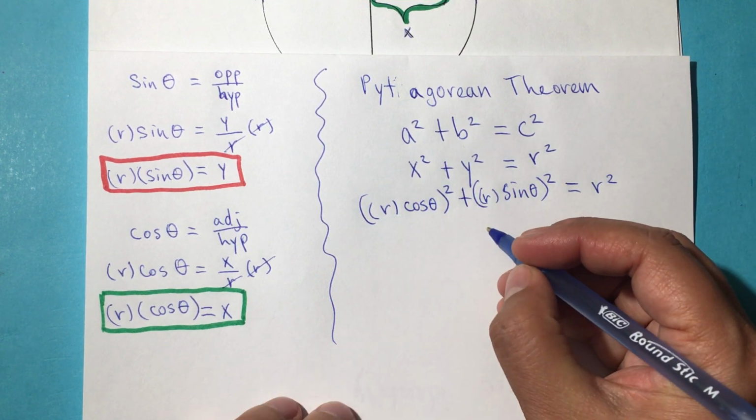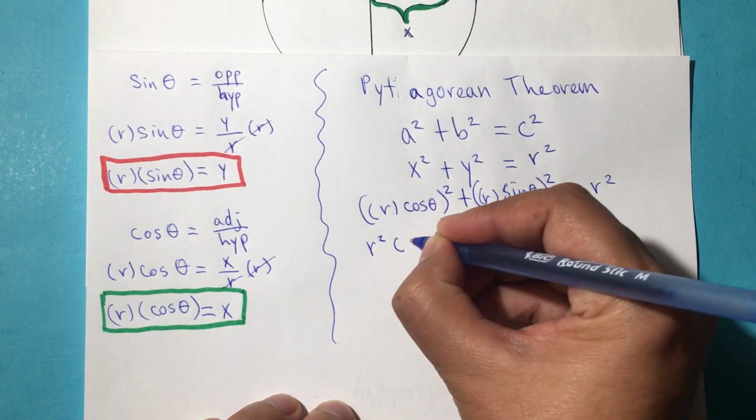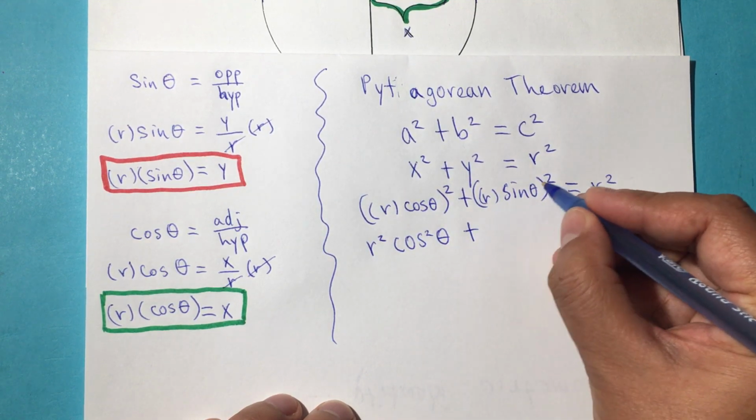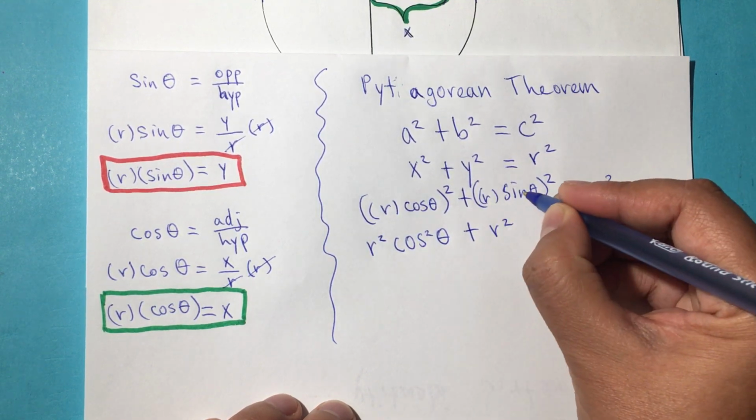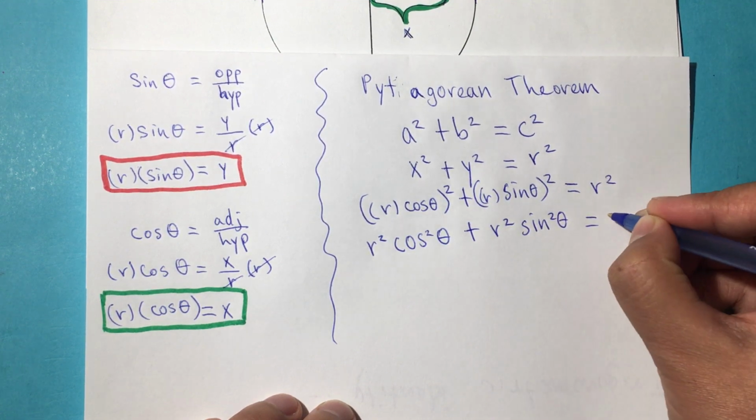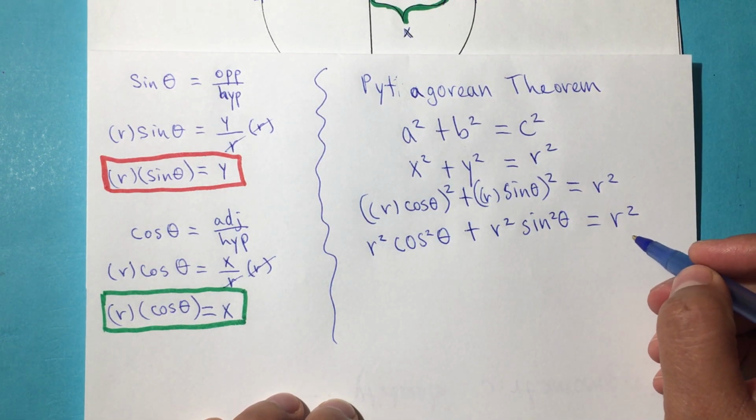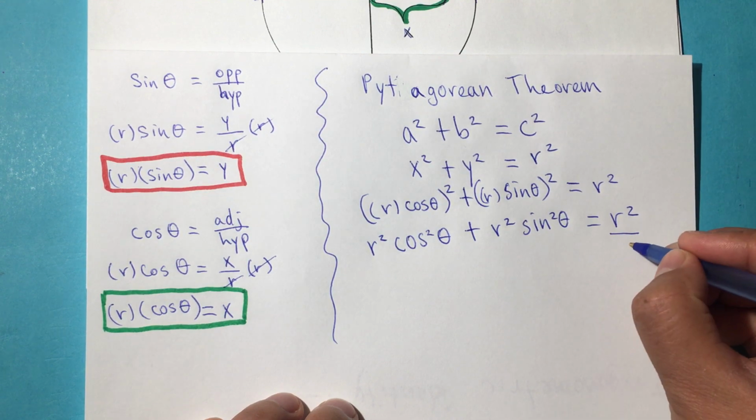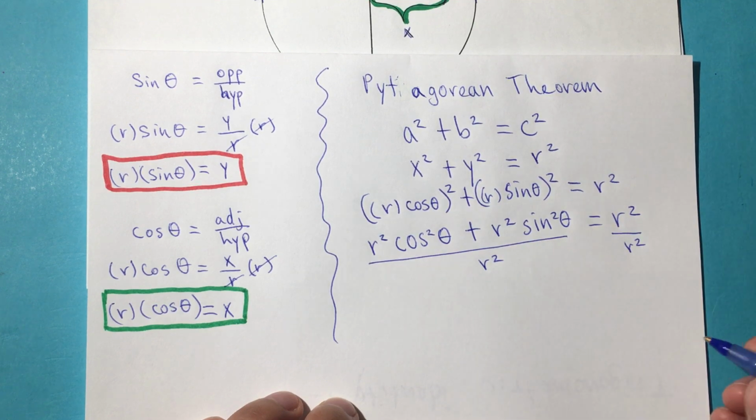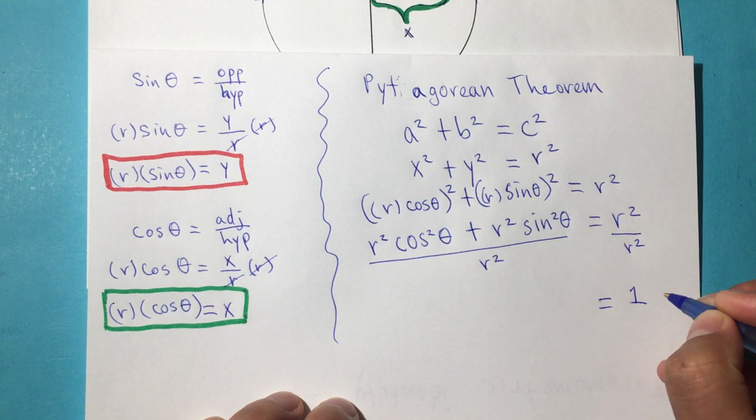So we're going to rewrite that as R squared times cosine squared of theta, plus the same here, R squared times sine squared of theta, equals R squared. Finally, we're going to divide by R squared on both sides. We do that here too. So R squared divided by R squared will be equal to 1.